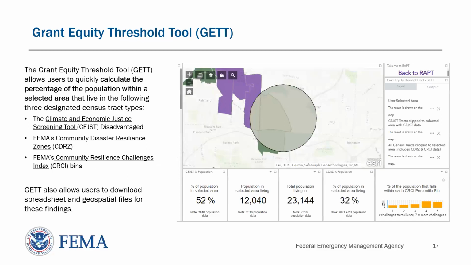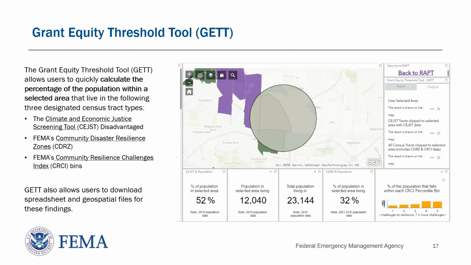And then one of the things that we, as of last week, just finished is there's a grant equity threshold tool. So it's called the GET. And it basically allows you to quickly calculate the percentage of the population within a selected area that live in different types of designated census tracts. This is the Climate and Economic Justice Screening Tool, or the CJEST disadvantaged communities, the Community Disaster Resilience Zones, or CDRZs, which was just released last month, or the CRCI bins.